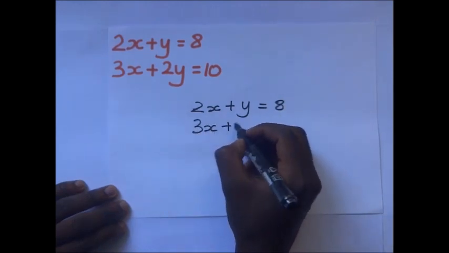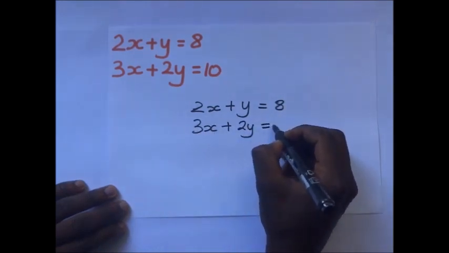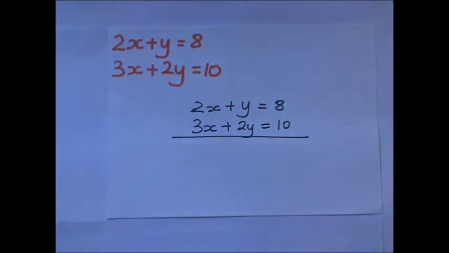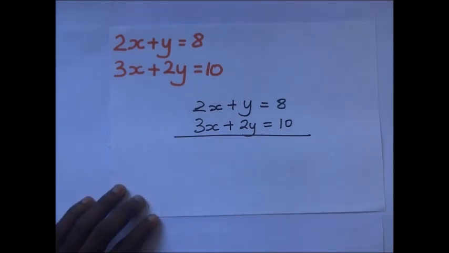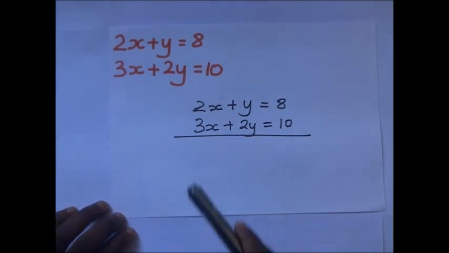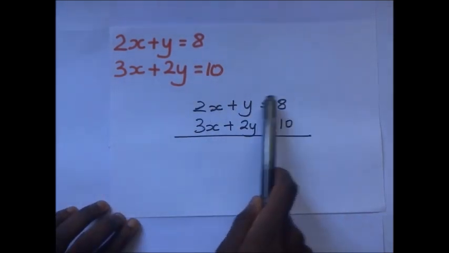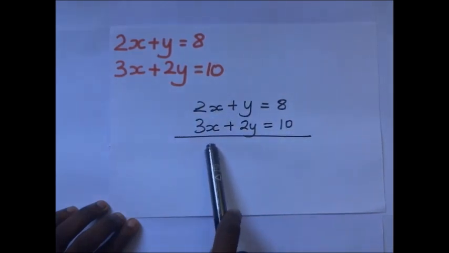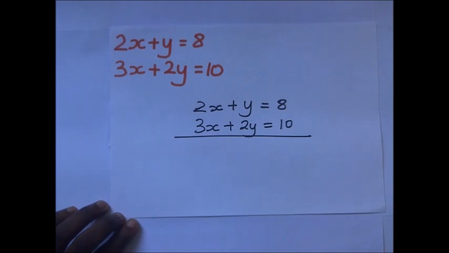3x plus 2y is equal to 10. So we are supposed to eliminate one of them. The elimination is supposed to be in such a way that when you either add this equation to that equation or subtract this minus that, you're supposed to get 0 for the variable you want to eliminate.